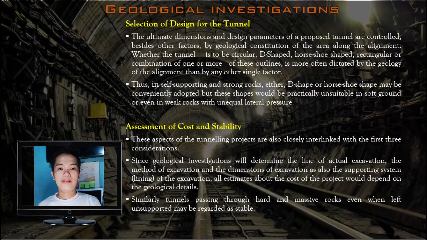Selection of design for the tunnel. The ultimate dimensions and design parameters of a proposed tunnel are controlled, besides other factors, by the geological constitution of the area along the alignment. Whether the tunnel is to be circular, D-shaped, horseshoe-shaped, rectangular, or a combination of one or more of these outlines is more often dictated by the geology of the alignment than by any other single factor. Thus, in self-supporting and strong rocks, either D-shaped or horseshoe-shaped may be conveniently adopted, but these shapes would be practically unsuitable in soft ground or even weak rocks with an equal lateral pressure.